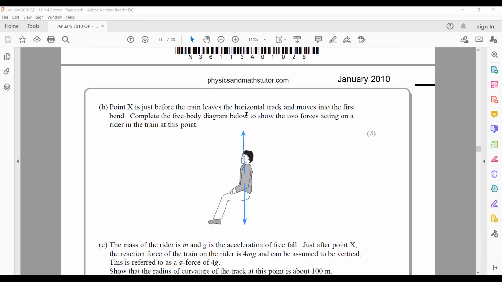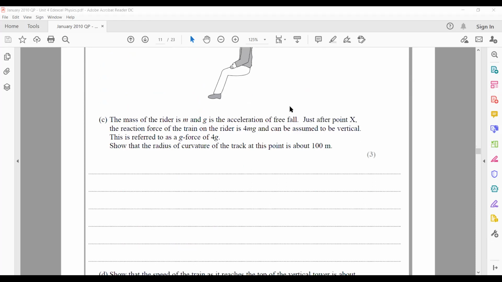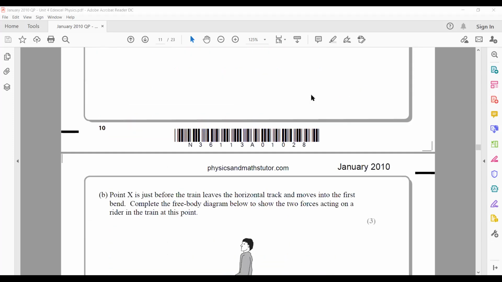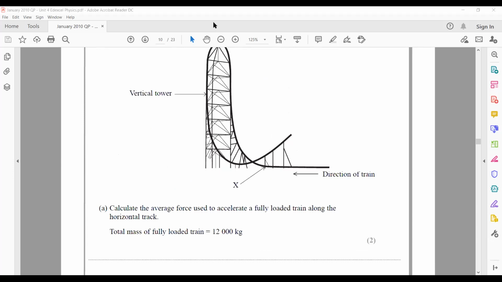Part B. The mass of the rider is m and the acceleration due to gravity is g. At point X, the reaction force of the train on the rider is 4 mg. Assume this to be vertical. This is referred to as a g force. Show that the radius of the track is about 100 meter. So to move in a circular path, what is the concept? Whenever an object moves in a circular path, there should be a force acting towards the center.